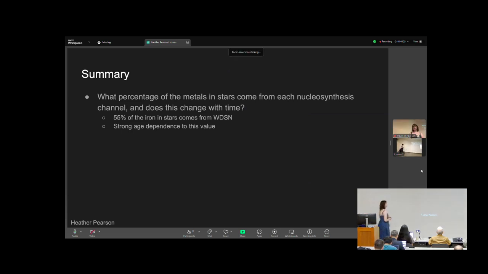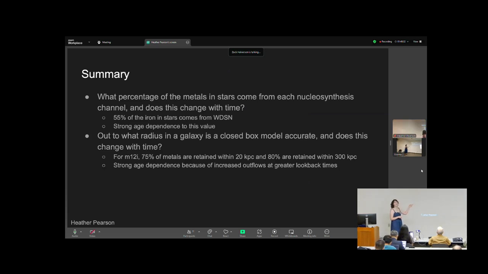For my future work, I'm going to play around with switching out the mass loss models that we used here, and comparing our results with Milky Way survey data to try and find the models that best reproduce Milky Way trends.